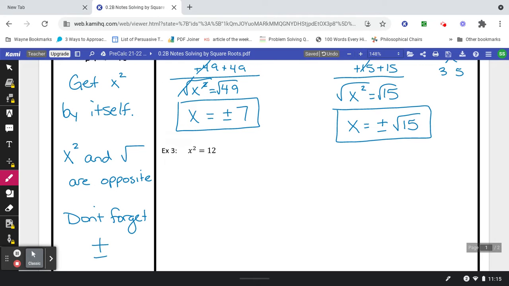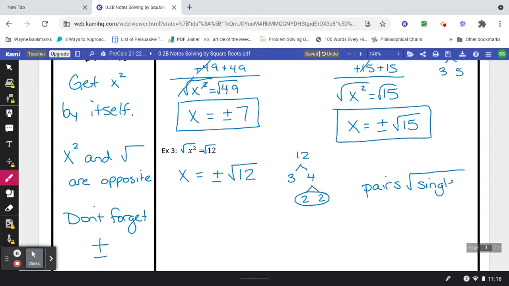Example number 3, 12 is already on the other side, so x squared is by itself. We'll start by square rooting. Now this time for a 12, I'm going to make a factor tree, and I'm looking for two numbers that multiply to 12. I'll use 3 times 4. Then I'll break down the 4 into numbers that multiply to 4, 2 times 2. Any pairs of numbers are going to go on the outside of the square root bar, and any singles will go on the inside. So a 2 on the outside, and the single 3 would be on the inside. So 2 square root of 3.